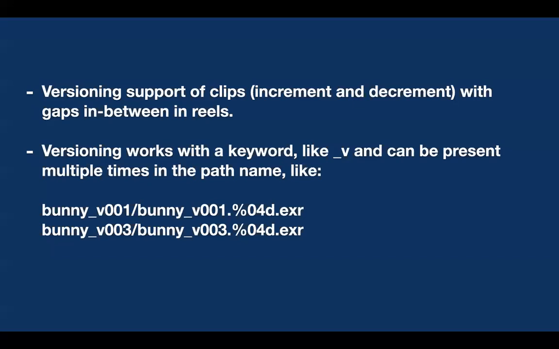As versioning of clips increments and decrements, with gaps in between the reels, versioning works with a keyword like _v and can be present multiple times in the path name, like bunny.version.001.exr, bunny.version.%04d.exr, bunny.version.003.exr, or %04d.exr.